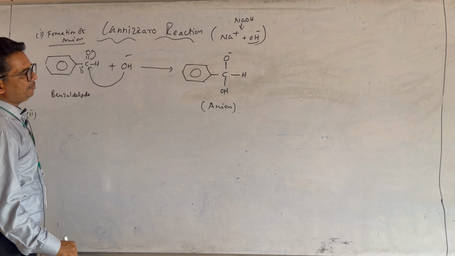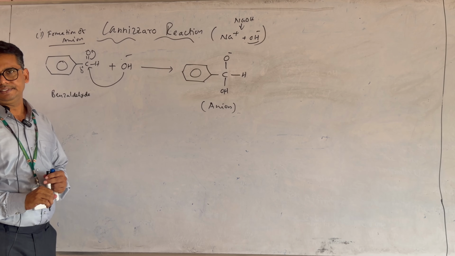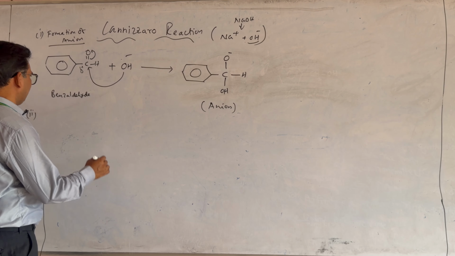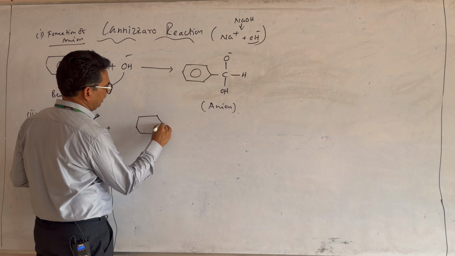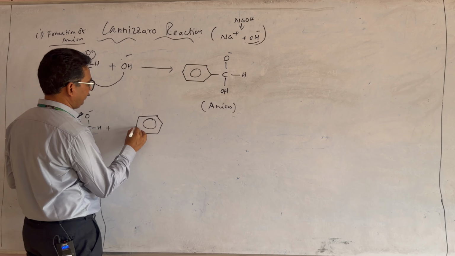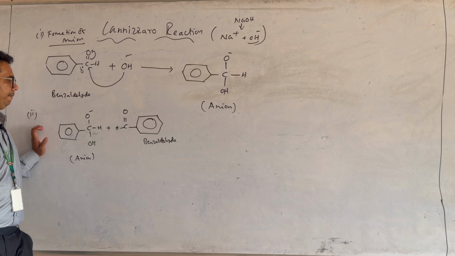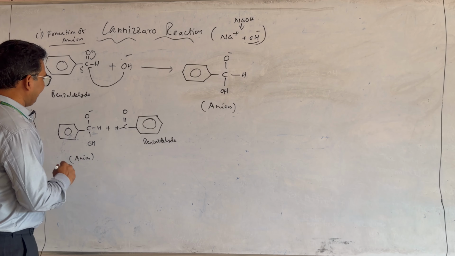Now we'll go for the second step. There another mole of benzaldehyde is there. Is it right? Another mole of benzaldehyde. Now I will write this anion, with another mole of benzaldehyde with no alpha hydrogen. What exactly is going to happen? Transfer of the hydride ion.